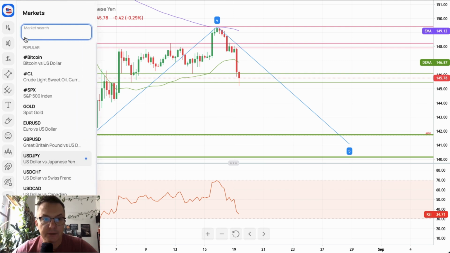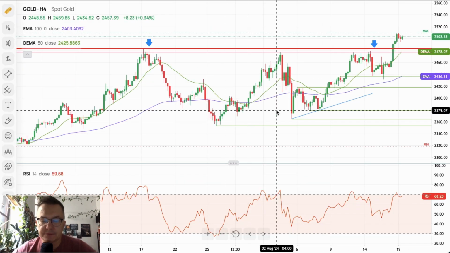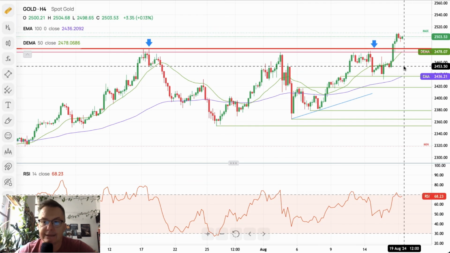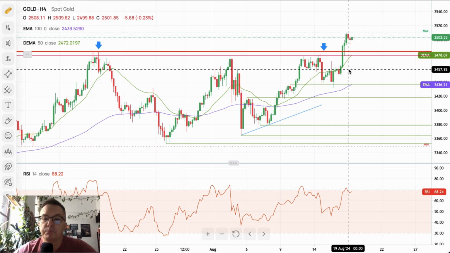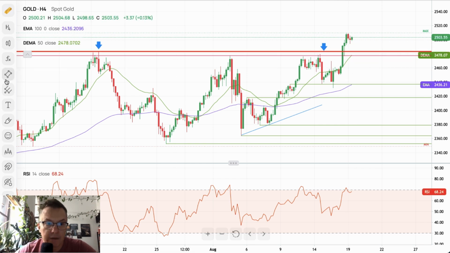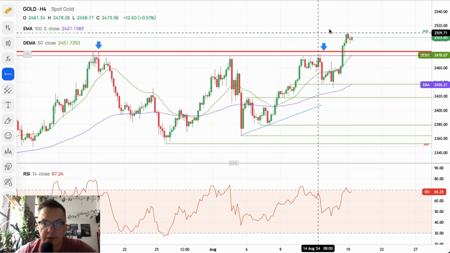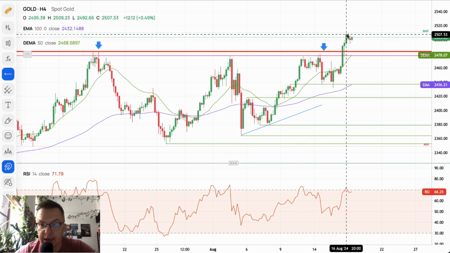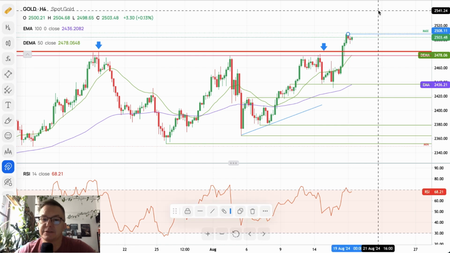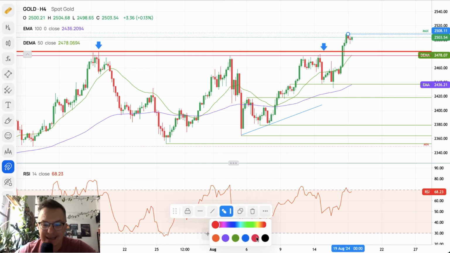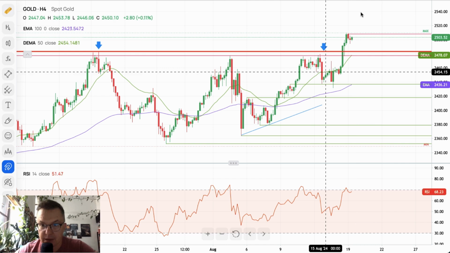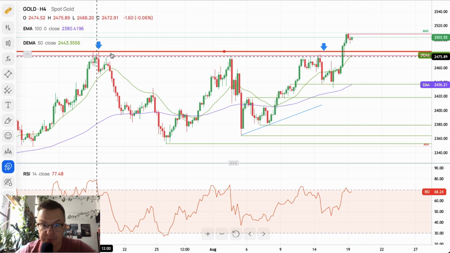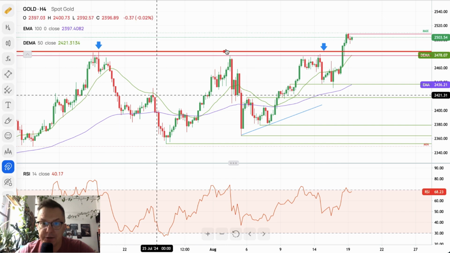Okay, so that was the American dollar to the Japanese yen, and let's just take a look at the gold, because we've made a new all-time high on gold. The gold has hit the level of 2,509.62, so that's actually the temporary top for the gold. We broke above this very important level here. I indicated it many times, 2,483, right?